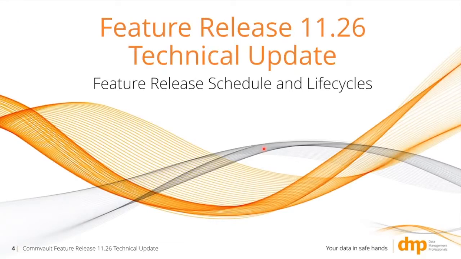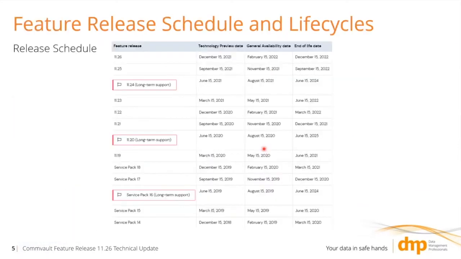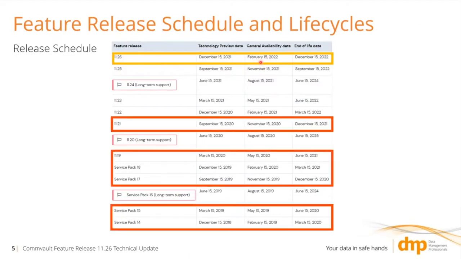So first topic, future release schedules and life cycles. So where are we today? 11.26, like I said, is GA since February 15th of this year. And we have quite a lot of end of life dates. And that is up till 11.21. So all the red marked, except for the long-term support releases. Suspect 16 is still on an LTS version. 11.20 is still the long-term support release.